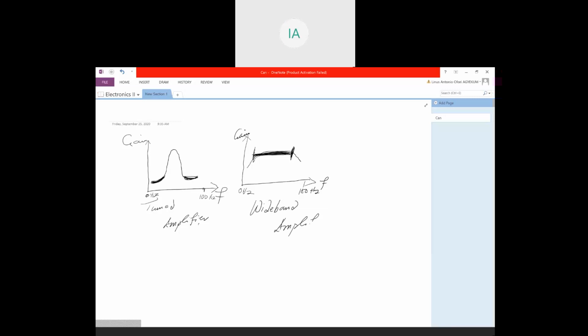Okay? So basically, when you are asked to state the fundamental difference between a tuned amplifier and a wideband amplifier, all you need to say is that the gain of the tuned amplifier falls at lower and higher frequencies, and then for the wideband amplifier, you have a constant gain within a wide range of frequencies. That is the basic or fundamental difference between the two of them.